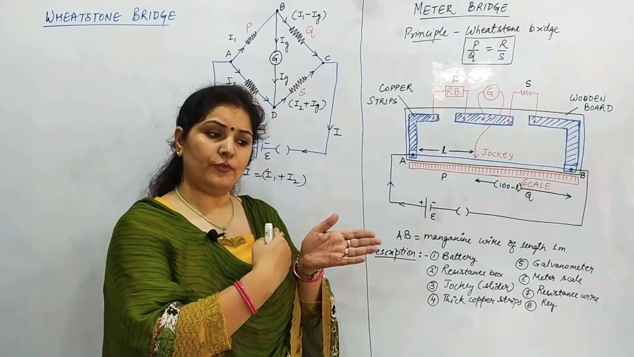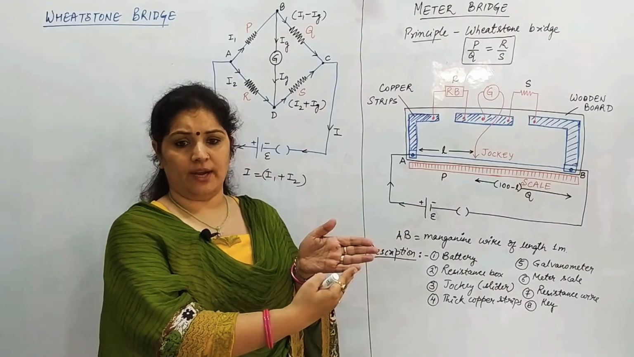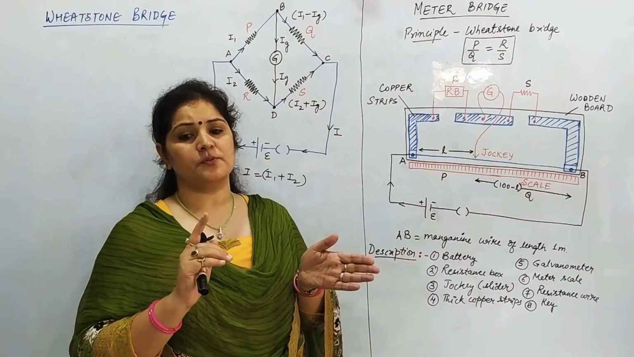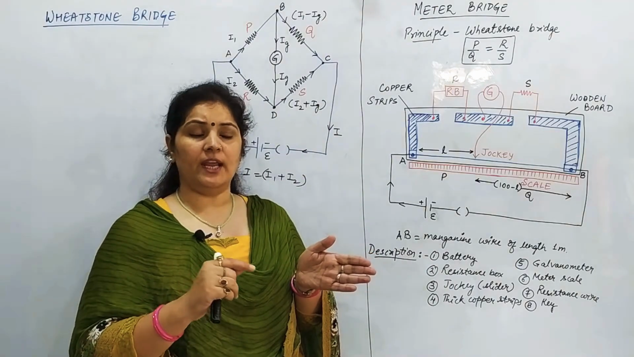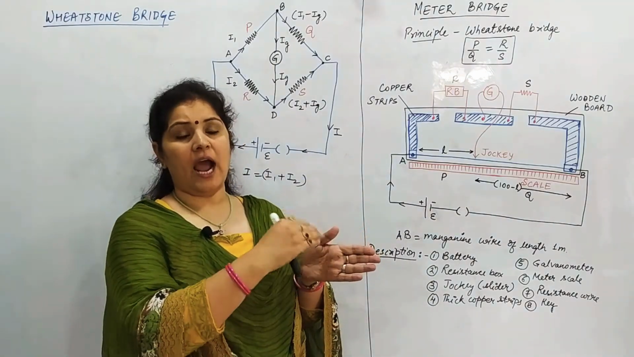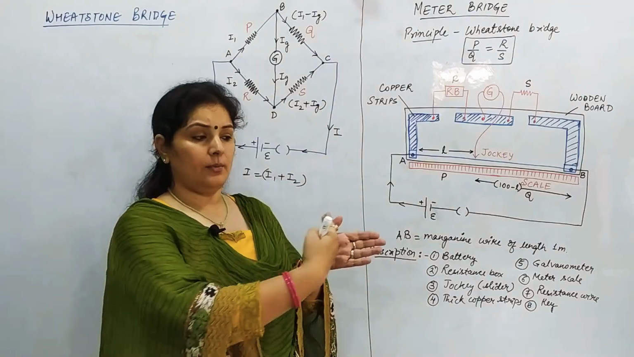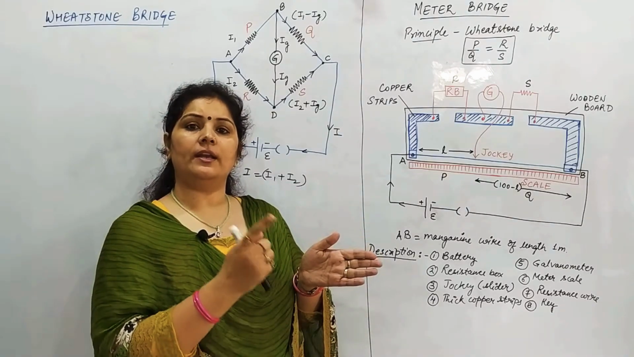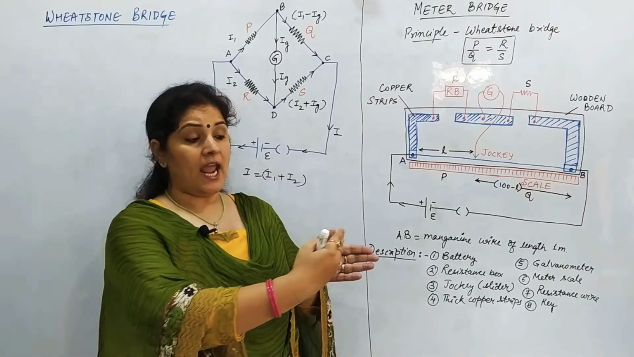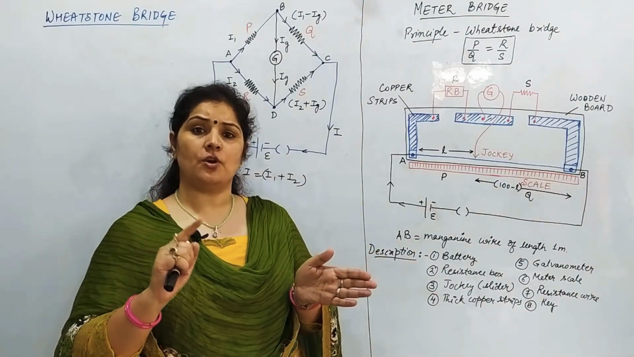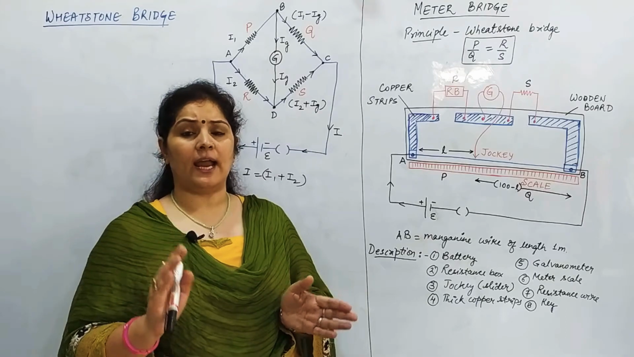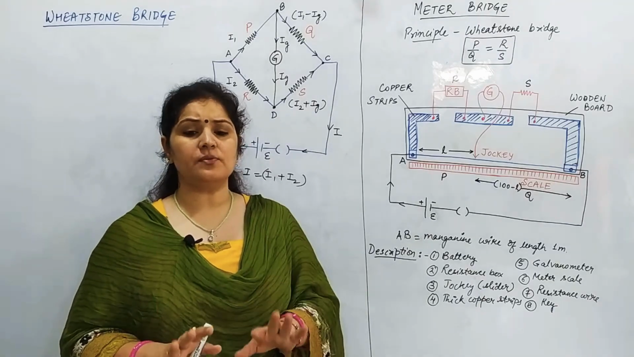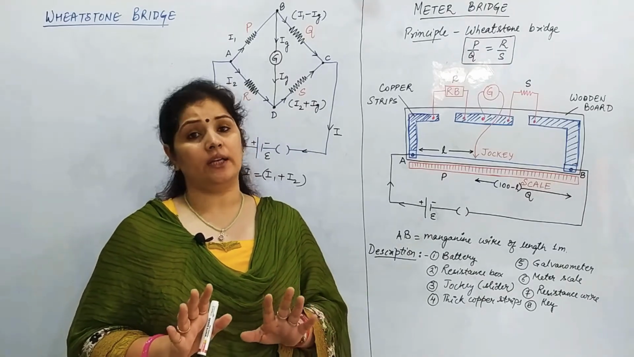Whenever we are moving from the positive end of the battery to the negative end, we always take EMF as positive. Whenever we move in the direction of current, IR is taken as positive. If we are moving from negative to positive end of the battery, then EMF is negative. And if we are moving opposite to the direction of current, then we take that IR product as negative. So that is what we have studied till now.